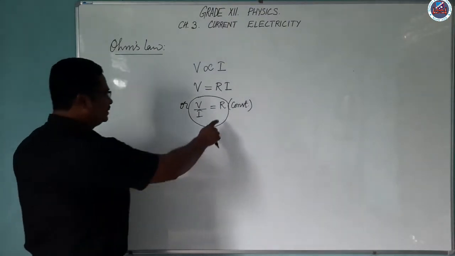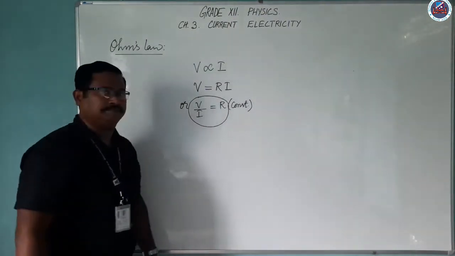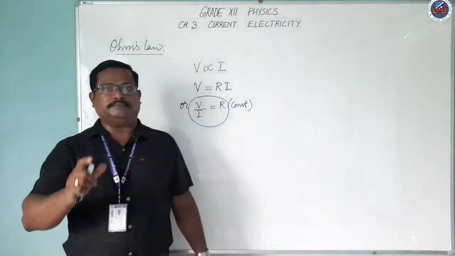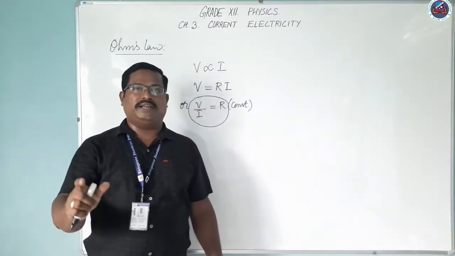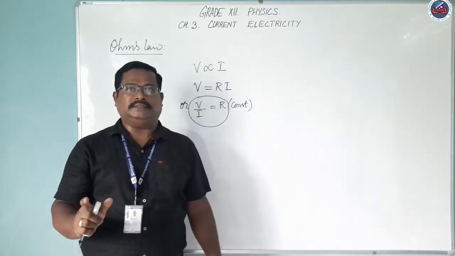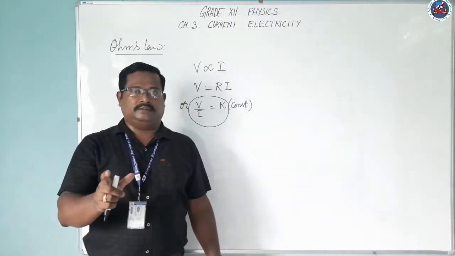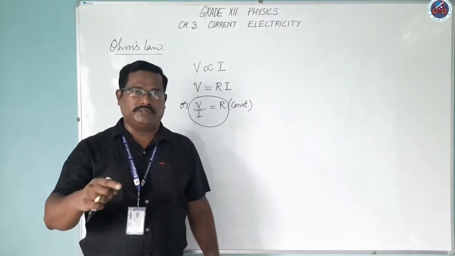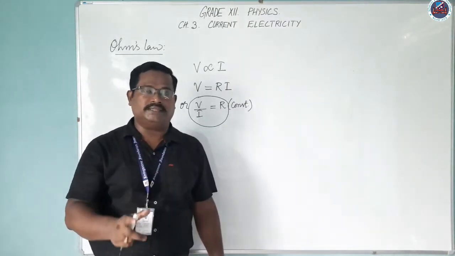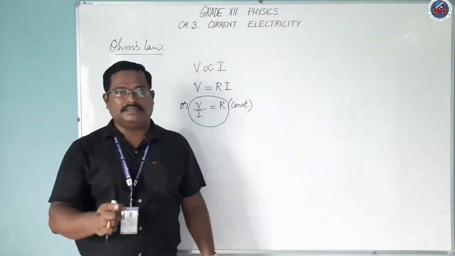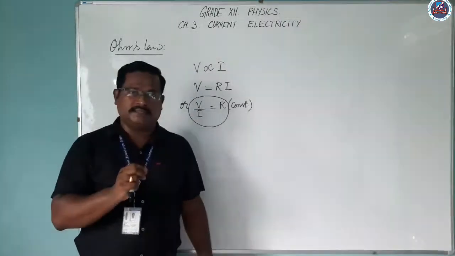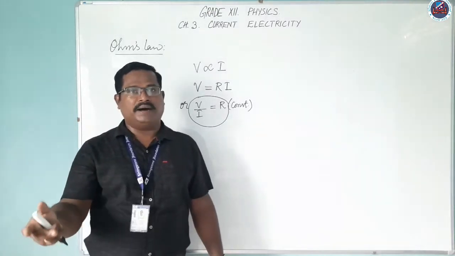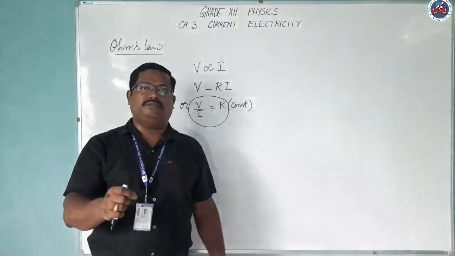Now what is resistance? That also you have to learn. Resistance is the property of a conductor to oppose the flow of electric current. Any metallic conductor, if you allow current to flow through it, will offer resistance. Some materials may offer less resistance, some materials may offer more resistance, but it will offer resistance.